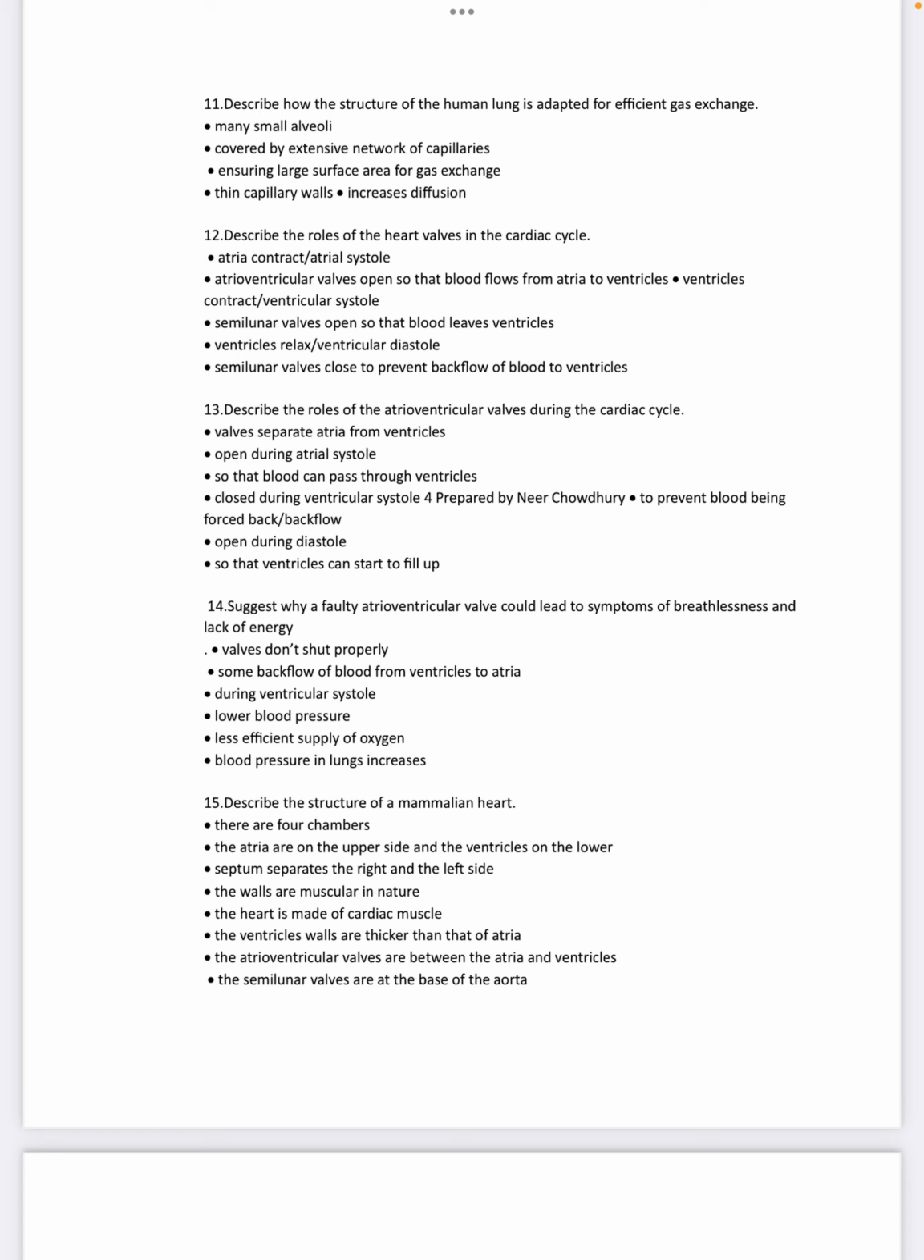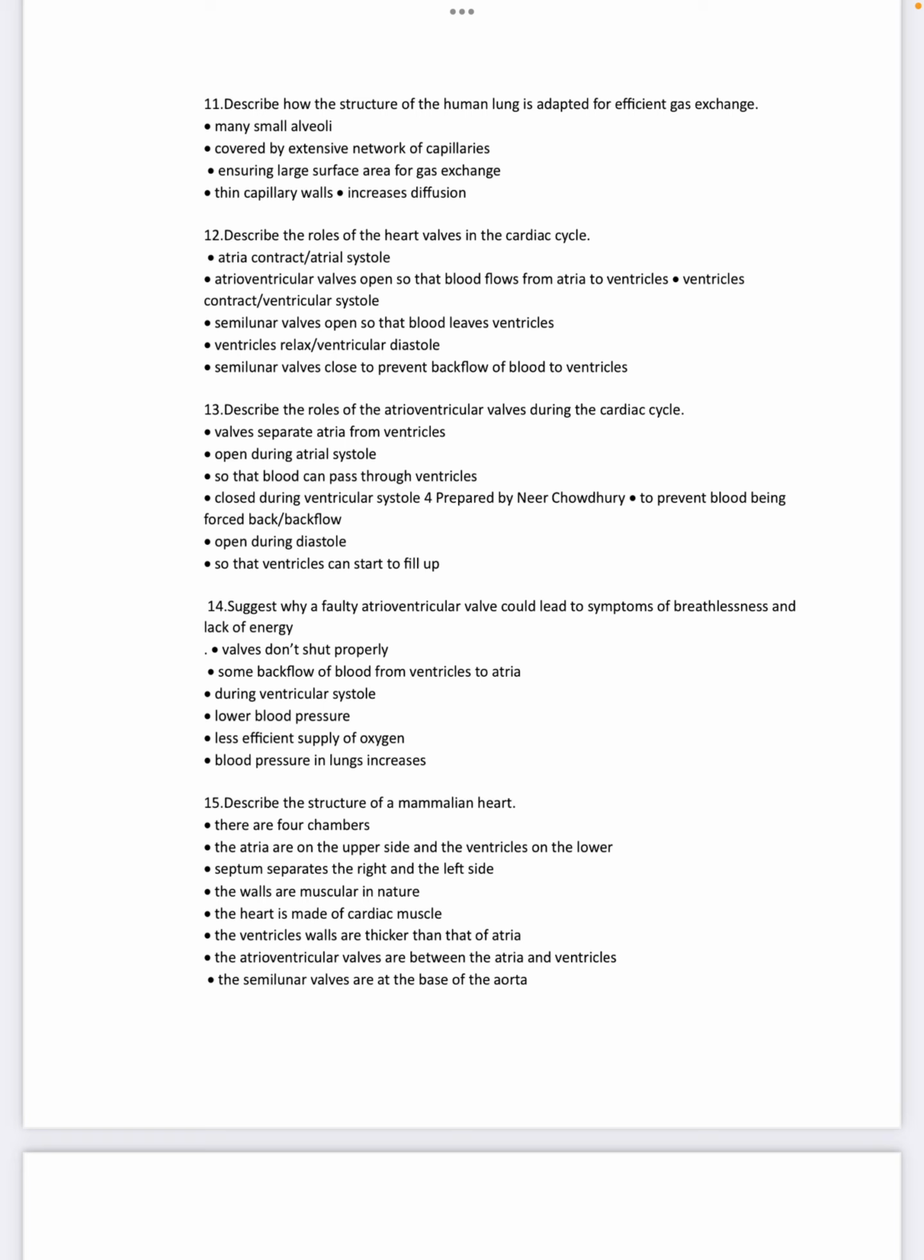Describe the role of the atrioventricular valves during the cardiac cycle. The valves separate atria from ventricles, open during atrial systole so that blood can pass through to the ventricles, close during ventricular systole to prevent blood being forced backflow. Open during diastole so that ventricles can start to fill up. Suggest why a faulty atrioventricular valve could lead to symptoms of breathlessness and lack of energy. Valves do not shut properly. Some backflow of blood from ventricle to atrium. During ventricular systole, lower blood pressure, less efficient supply of oxygen, and blood pressure in lungs increases.